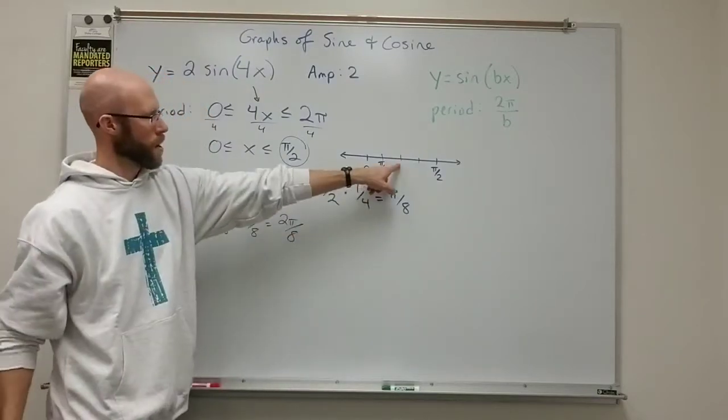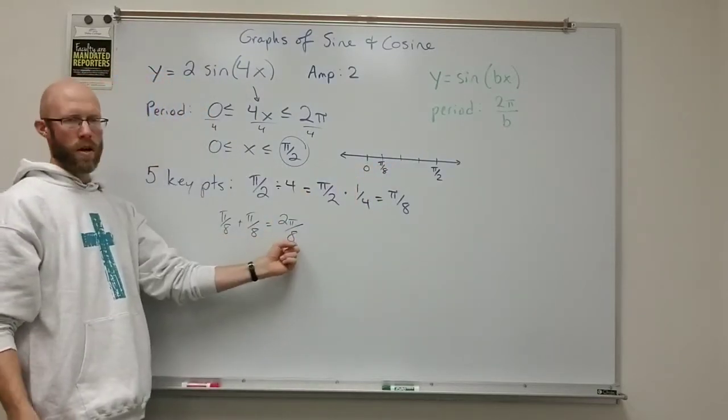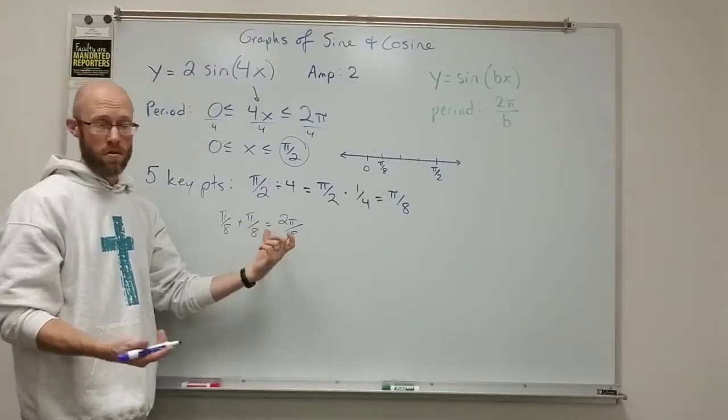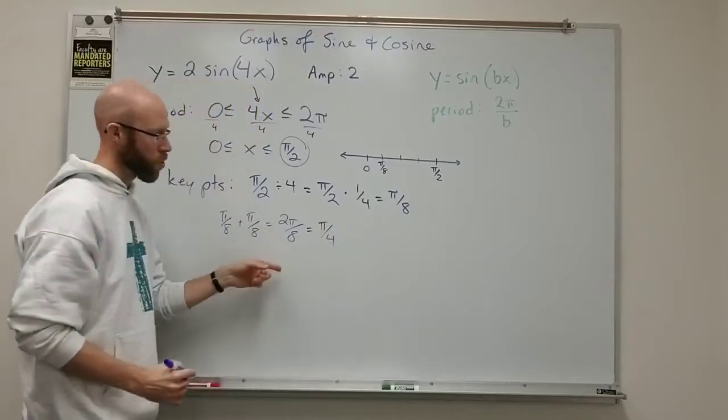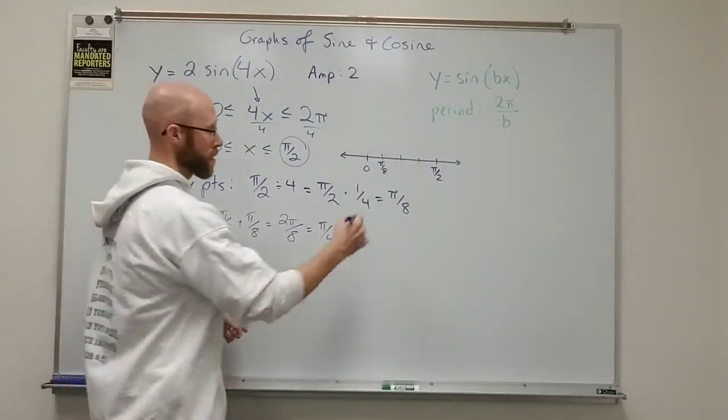So this middle one would be 2 pi over 8, which does reduce. If it reduces, do that. 2 pi over 8 reduces down to pi over 4, right? It's a quarter. 2/8 and a quarter are the same thing. So this is pi over 4.